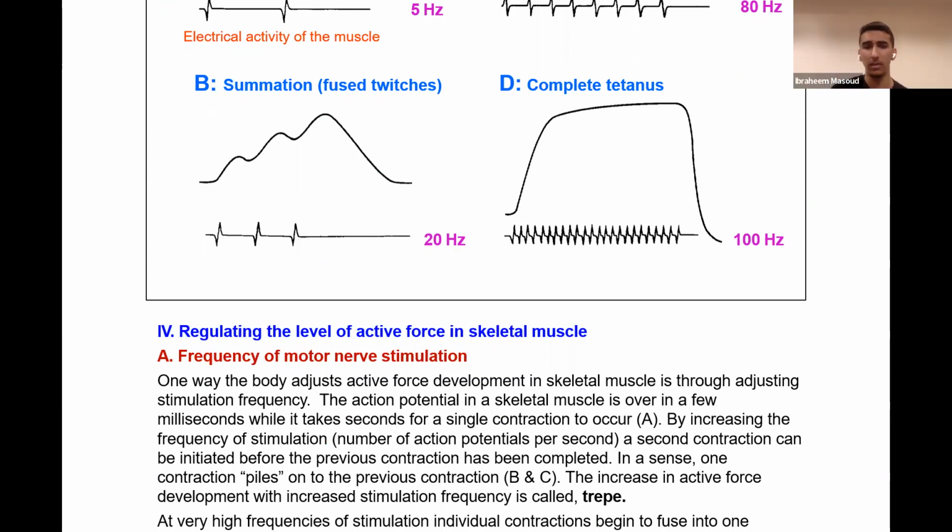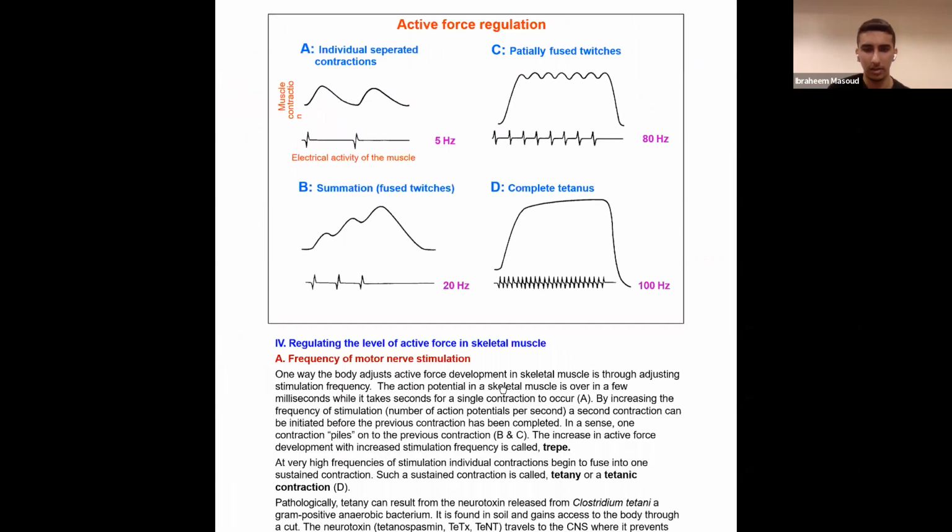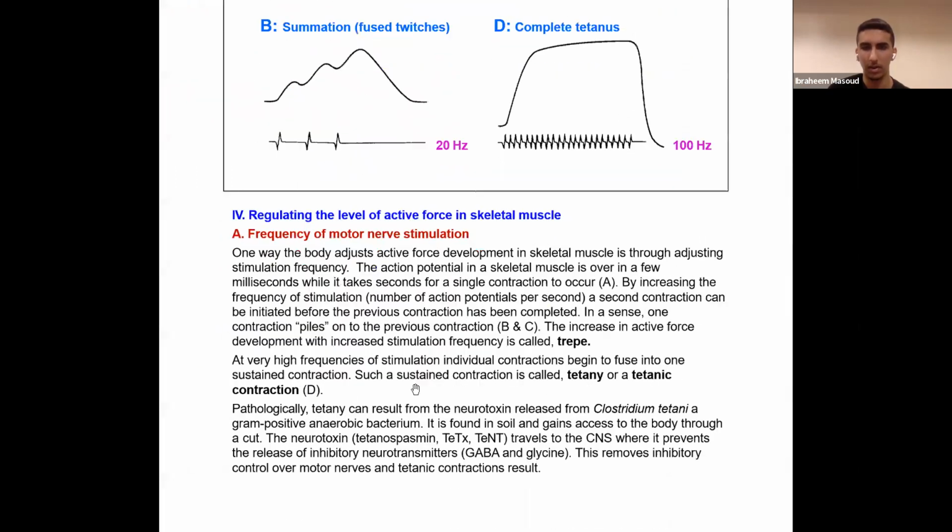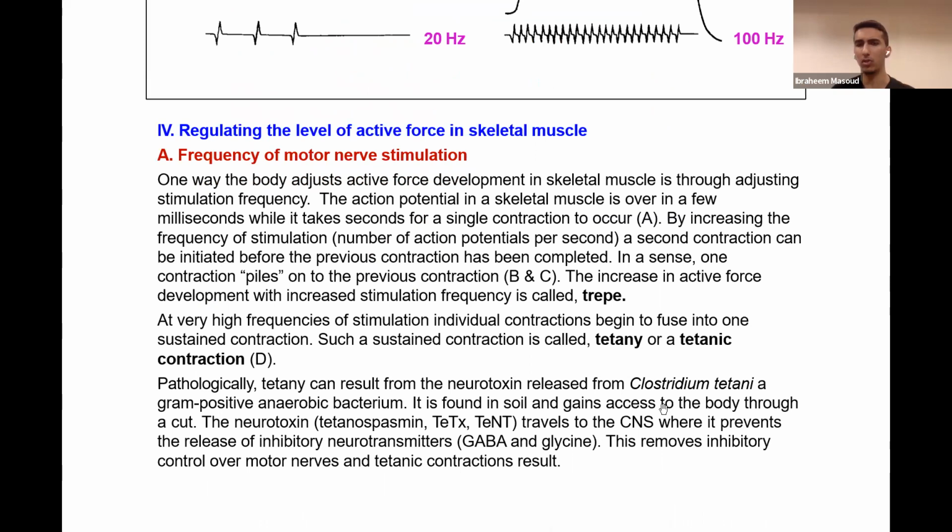This is just the concept. And there is something here that they said is pathologic, which is Clostridium tetani. I'm not sure if they give you this stuff, Clostridium tetani, a gram-positive anaerobic bacteria. Do they give you this stuff?